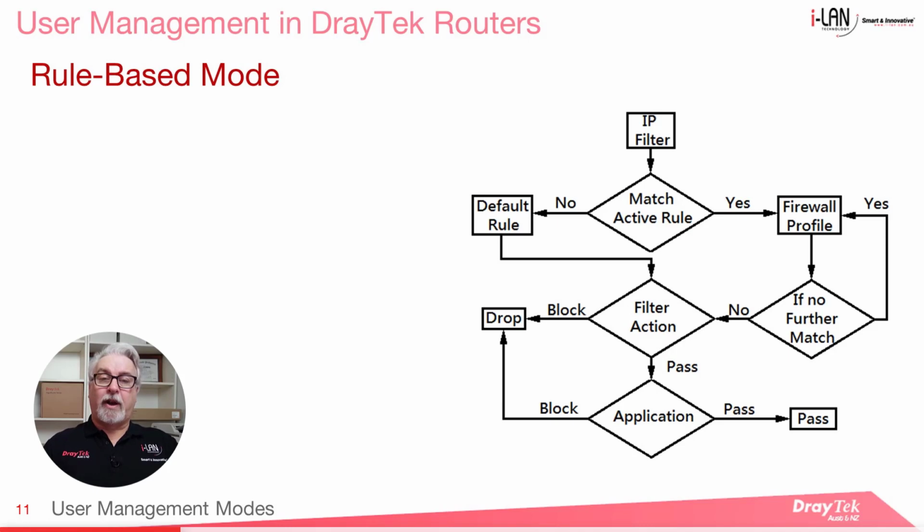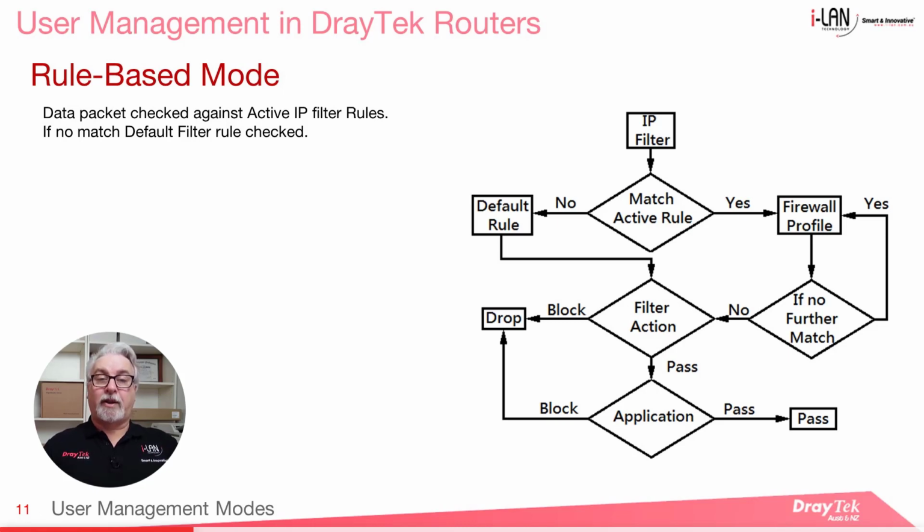Here we have a flowchart of how rule-based mode works. First, the source IP address of the data packet is checked against the first active IP filter rule. If a match is found, the filter action is applied. If not, the next active rule is checked. If the IP address doesn't match any active rule, then the default firewall rule is checked.